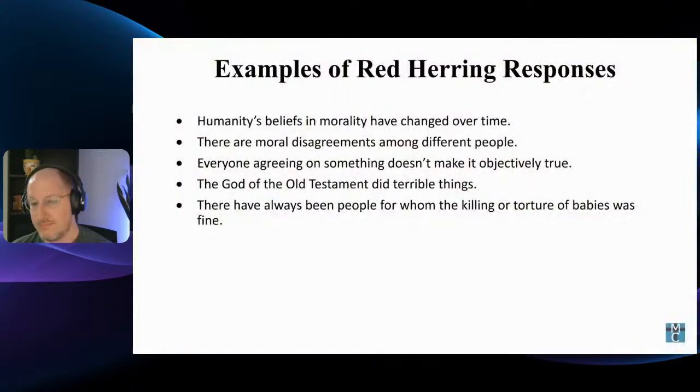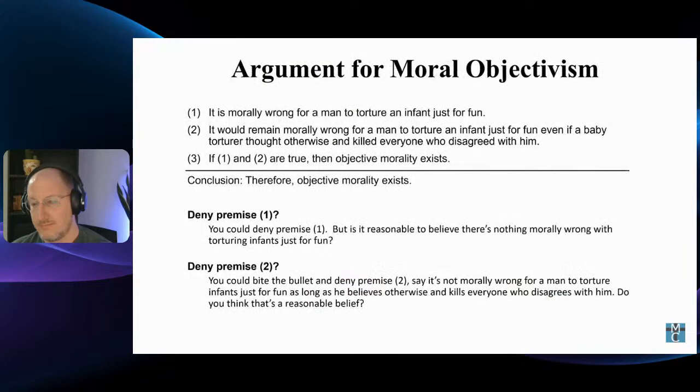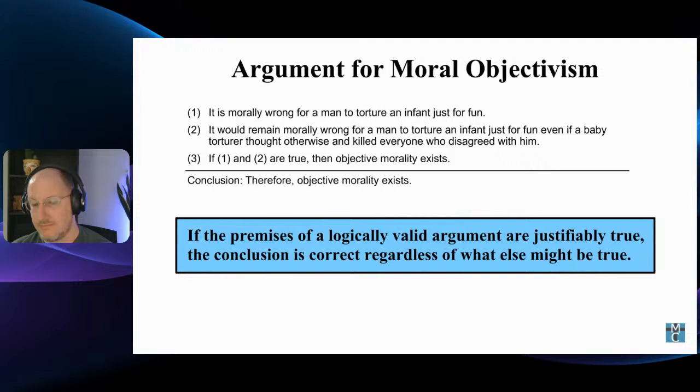A big clue that these objections are red herrings is that even if they're true, they don't do anything to attack the truth or justification of any premise. And if the premises of a logically valid argument are justifiably true, the conclusion is correct regardless of what else might be true, such as the magic of logic.